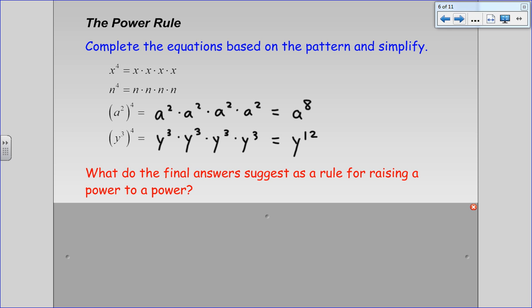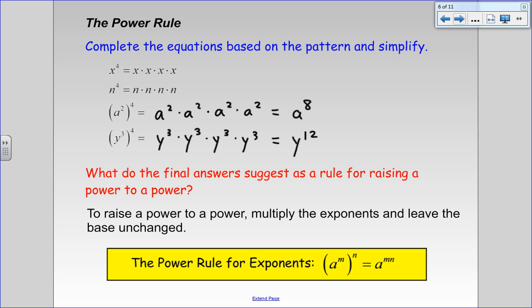Now looking at those problems and the answers, we can see that there's a shortcut we could apply showing a rule for raising a power to another power. To raise a power to a power, we simply multiply the exponents and leave the base unchanged. So a squared to the 4th power is a to the 2 times 4, or a to the 8th. Y cubed to the 4th power is y to the 3 times 4, or y to the 12th. The power rule can be expressed algebraically as a to the m power to the nth power equals a to the power of m times n.